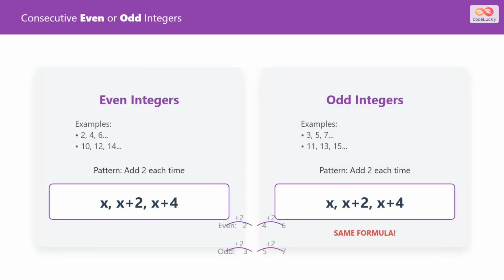Sometimes a problem will ask for consecutive even or consecutive odd integers. For even numbers like 2, 4, and 6, you have to jump 2 steps to get to the next even number. Surprisingly, the same rule applies to odd numbers like 3, 5, and 7. You still add 2 to get to the next odd number. So for both cases, use the formula x, x plus 2, and x plus 4.